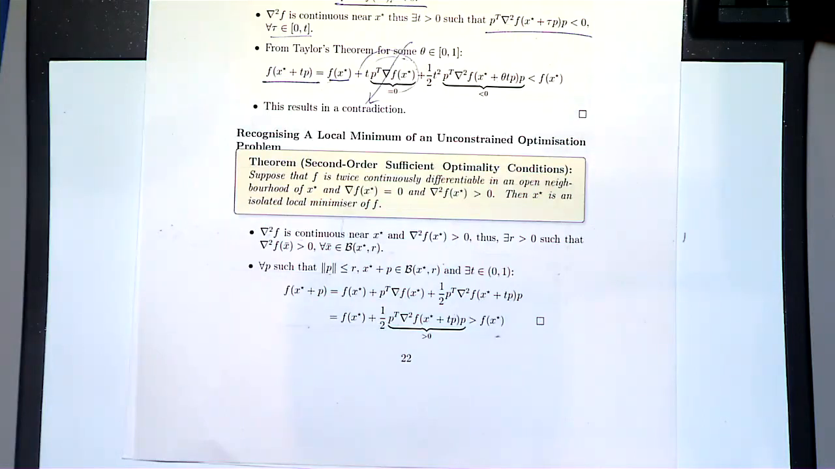What is the difference between this statement and the previous statement? The previous statement said, if x star is a local minimizer, then the gradient vanishes and the Hessian is positive semi-definite, so the eigenvalues are either 0 or positive. This statement says, if I find some point x star, evaluate the gradient and it vanishes, and then evaluate the Hessian, and its eigenvalues are strictly positive, then that point is a local minimum. So the gap between necessity and sufficiency is just one equality. Okay?